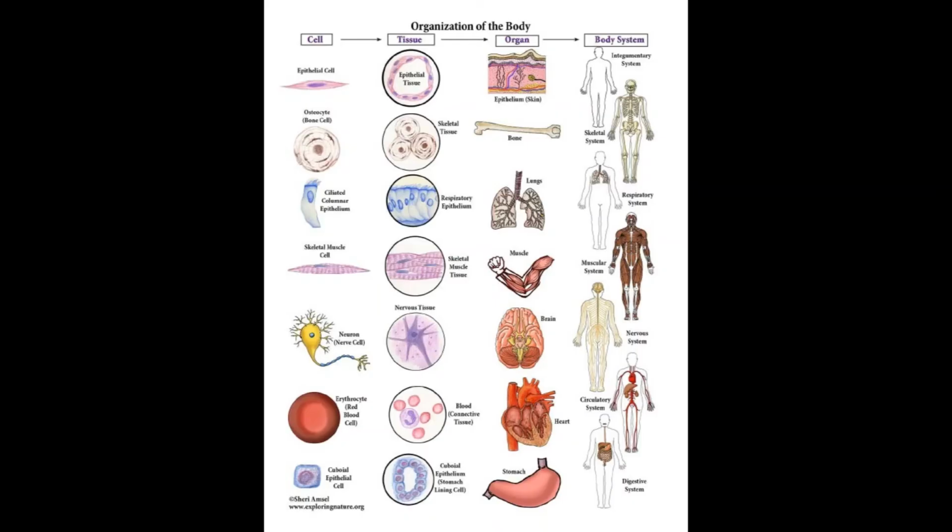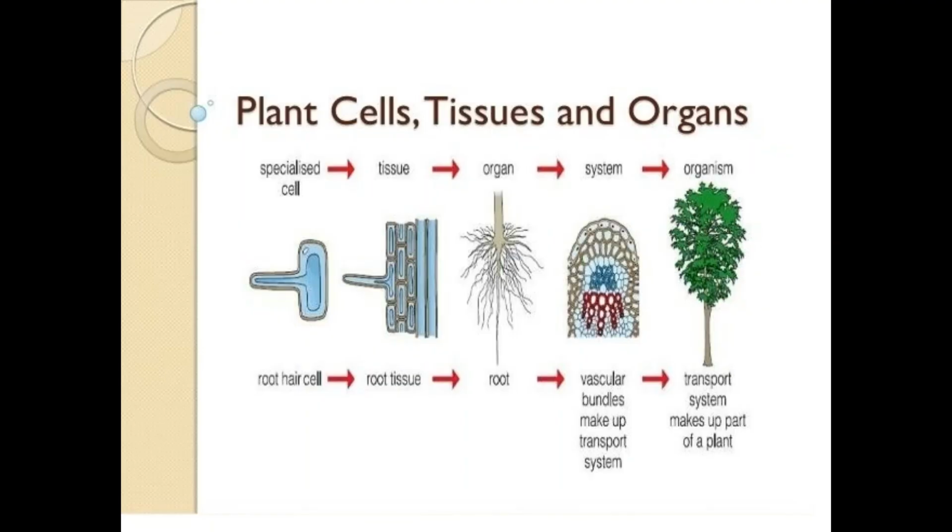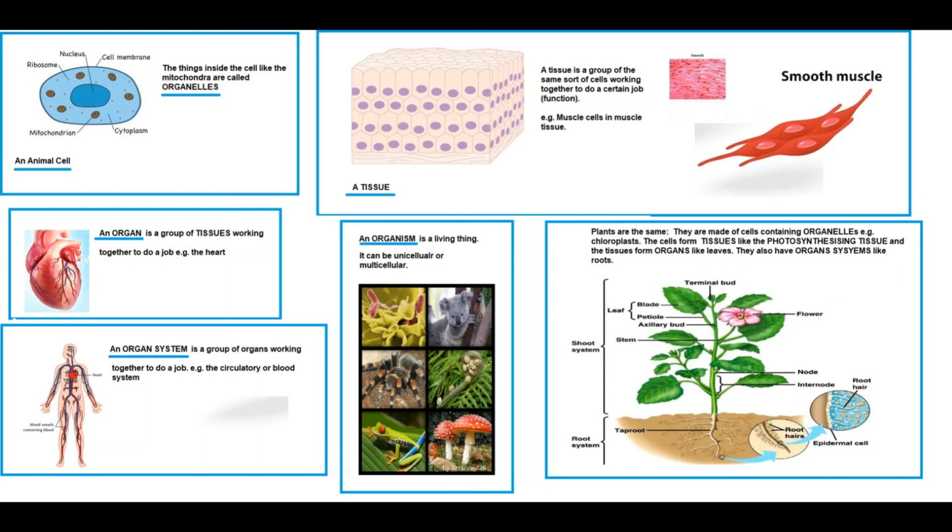And then this slide is a summary, really, of cells to tissues to organs to organ systems in animals. And lastly, the same sort of thing, cells to tissues to organ systems to organisms in plants. And we're back now to the summary slide, which I think encapsulates everything we've just talked about.